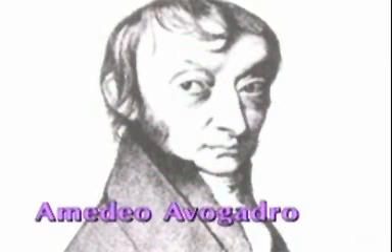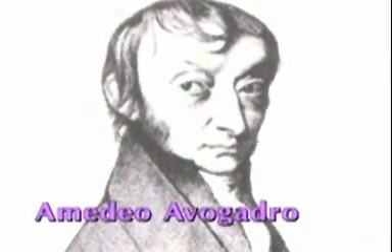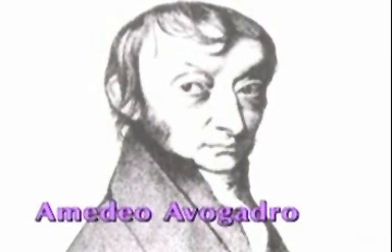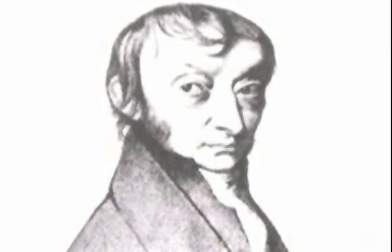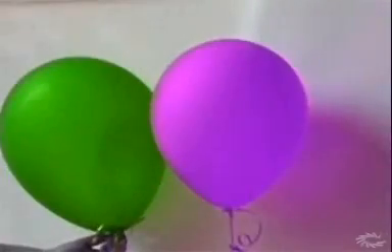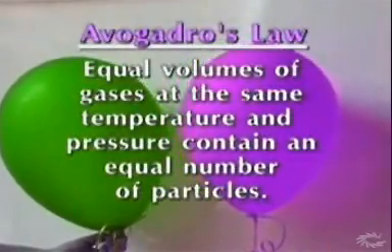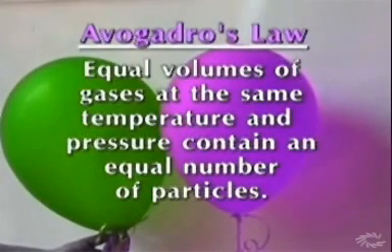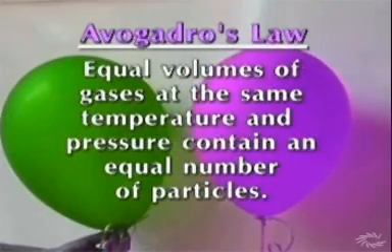Amedeo Avogadro, an Italian scientist, studied the relationship between the volume of gas and the number of gas particles. He found that all gases show the same physical behavior. Avogadro's law states that equal volumes of gases at the same temperature and pressure contain an equal number of particles.